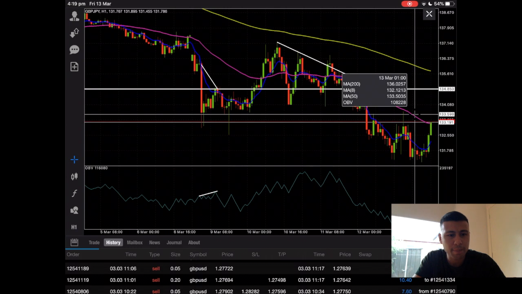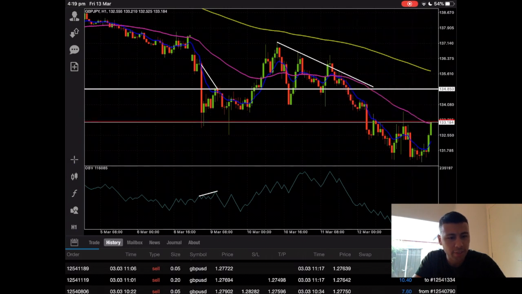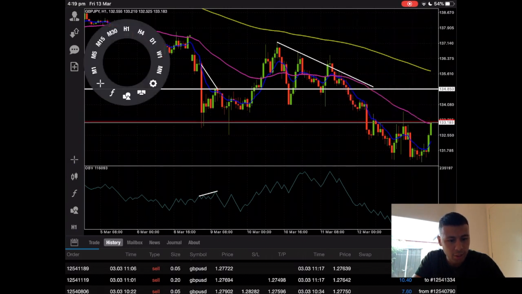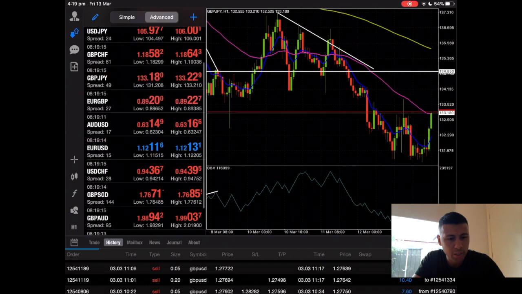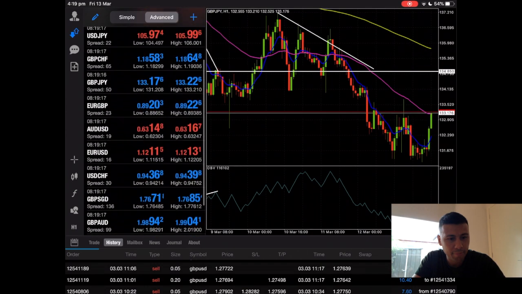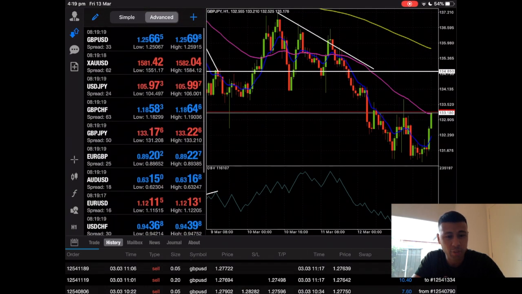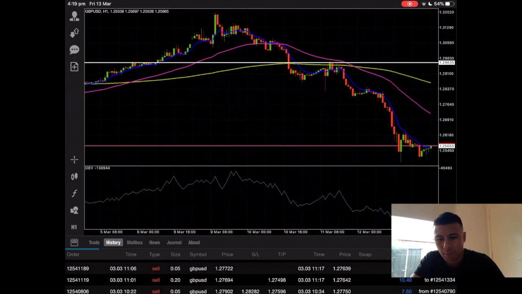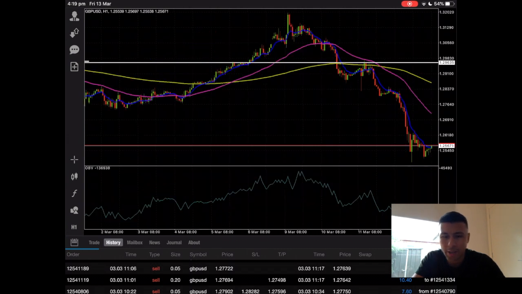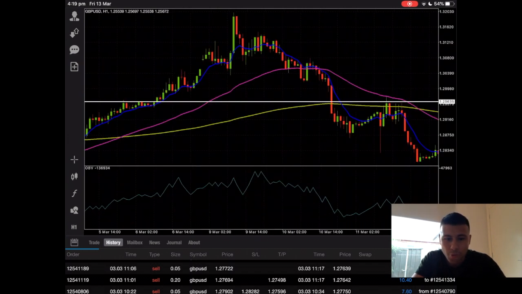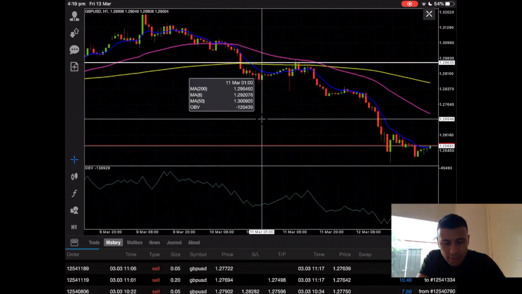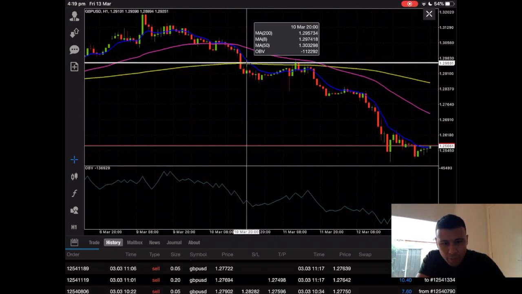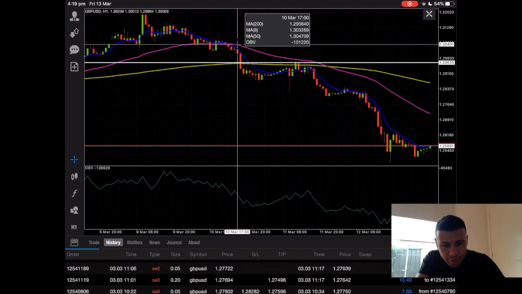As for GBP USD, let's check that out. GBP USD. This one was good. I really caught a lot of good trades on here. Alright, I caught this trade right here where the crossover is. So there was engulfing. Okay, there was a crossover right there.